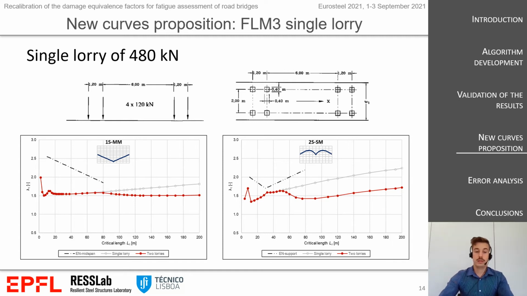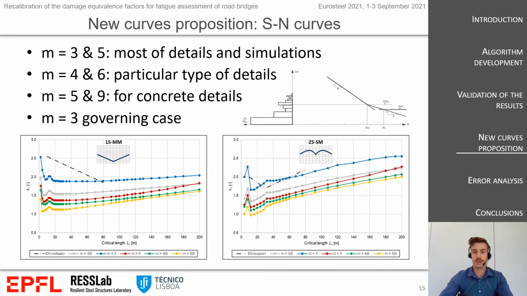We see that the use of the second lorry is not so useful because it complicates the method for the engineers and complicates the shapes of the curves. So we decided to remove this from the final version of the curves.